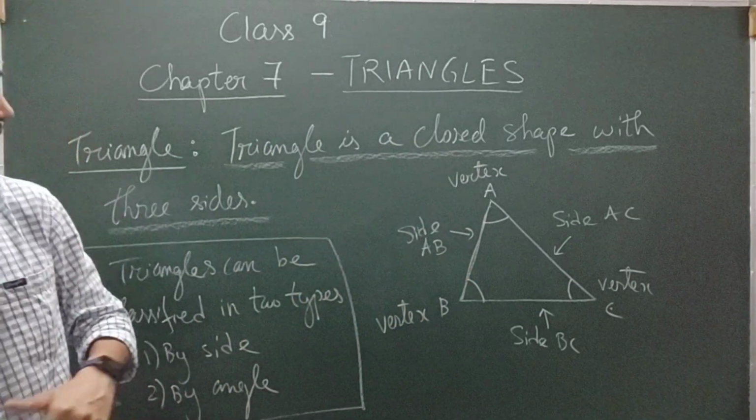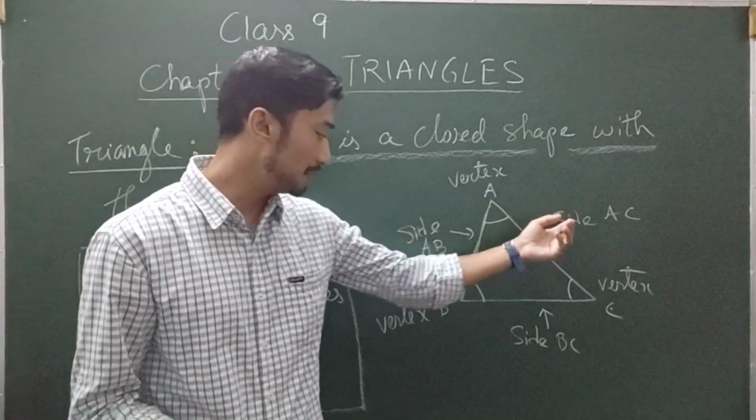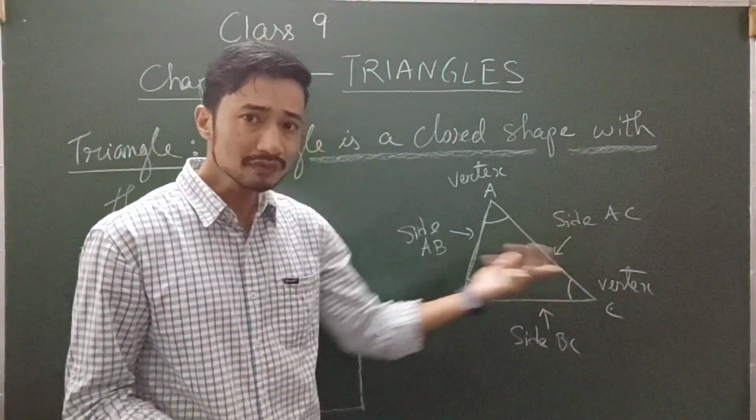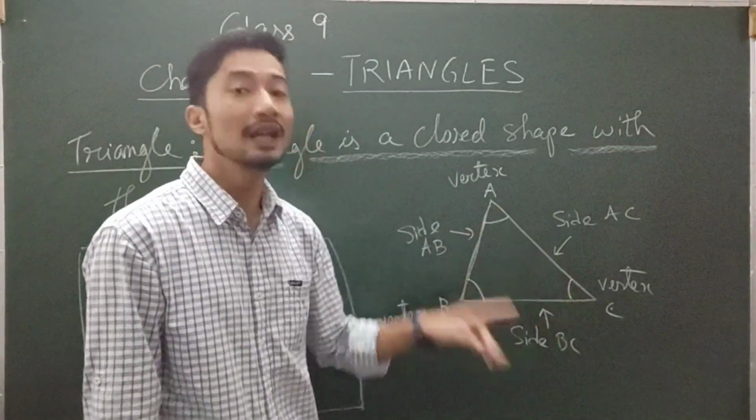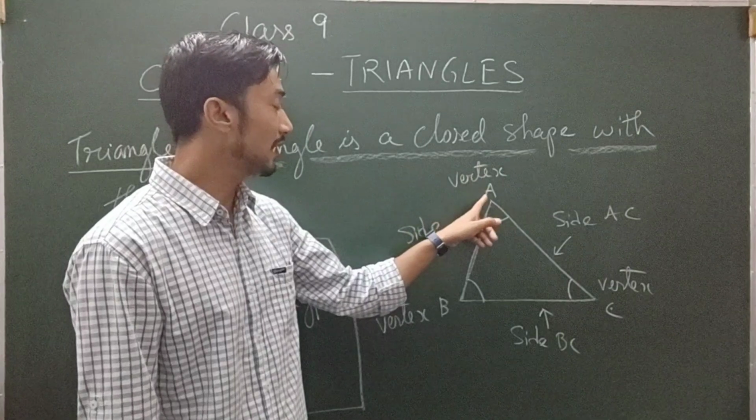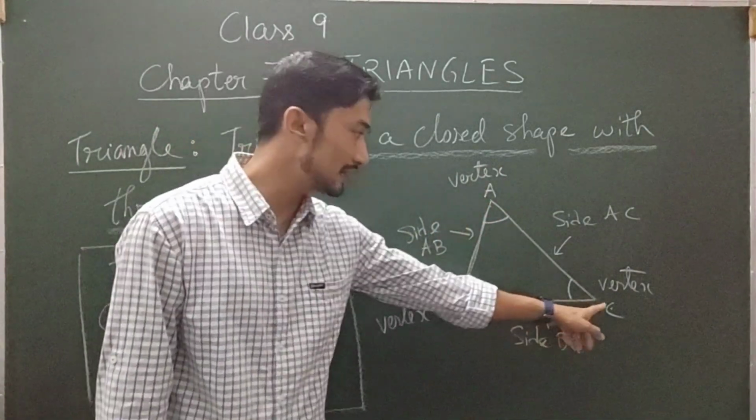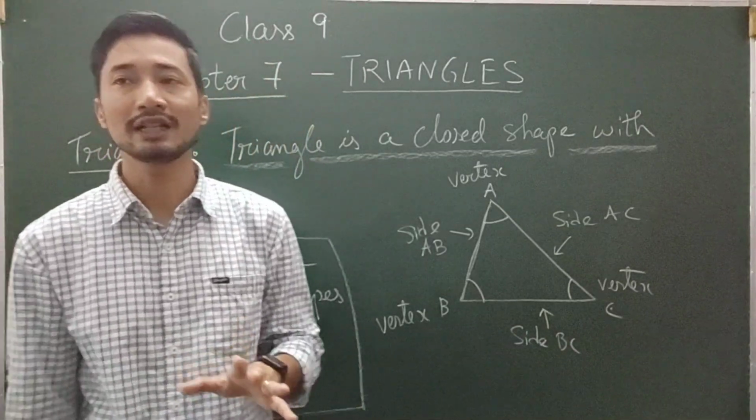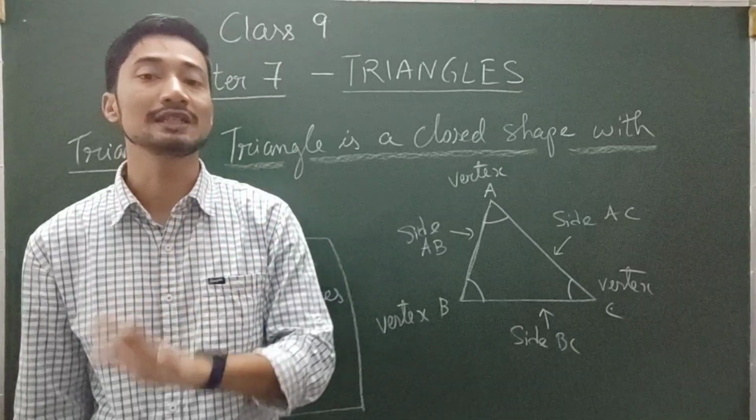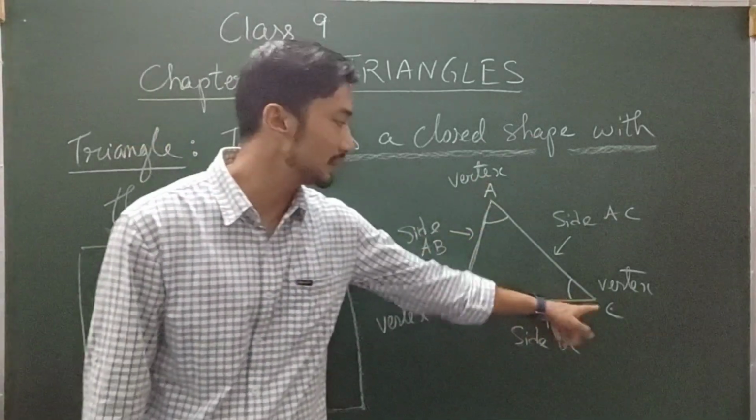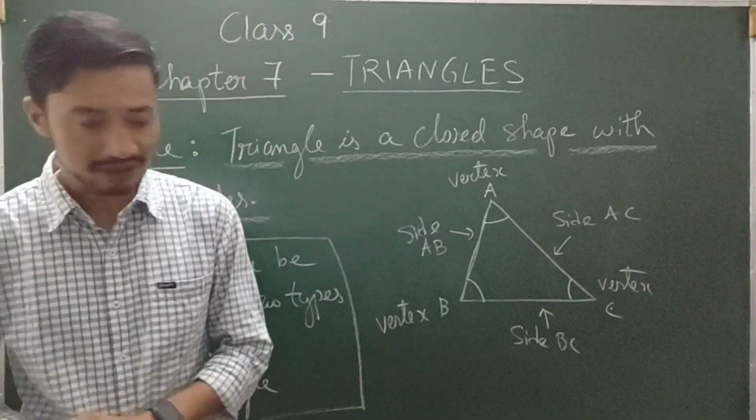As we all know, a triangle is a closed shape with 3 sides: side AB, side BC, and side AC. It also contains 3 angles, that is angle A, angle B, angle C, at the points where 2 sides meet. These are also known as vertex A, vertex B, vertex C. So basically, a triangle has 3 sides, 3 angles, and also 3 vertices. Vertices, those pointed ones. That's basically what a triangle is.